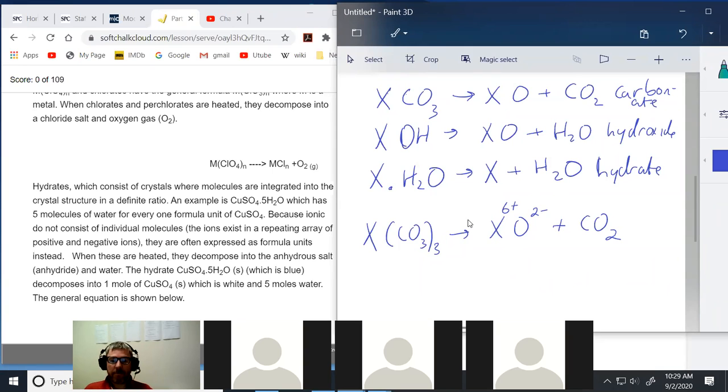Because CO3 is -2. Yeah, CO3 is -2, and there's 3 of them. So that's a total of -6, which makes the X here. CO3, CO3, CO3, 2 minus, 2 minus. And again, you get that off the polyatomic ion sheet. That means that X is going to be 6 plus.